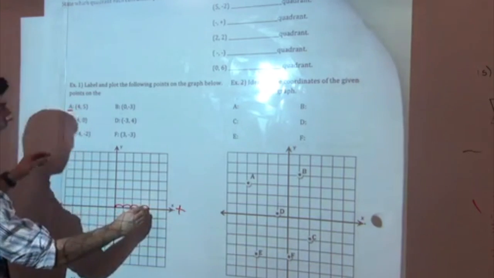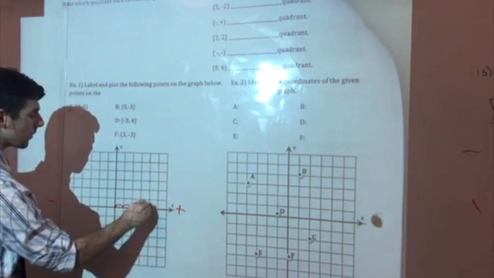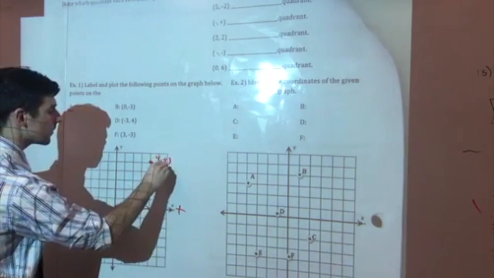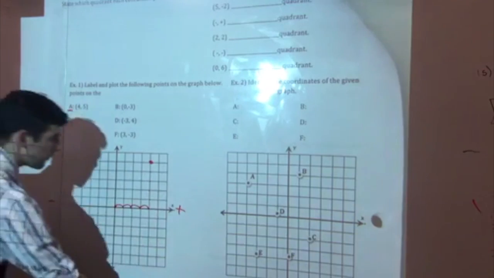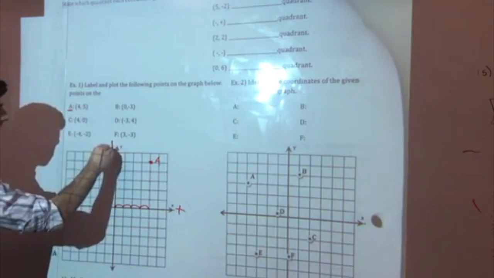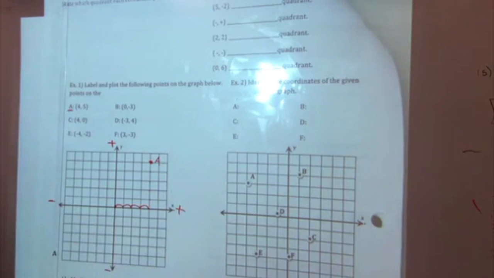1, 2, 3, 4. And then up 1, 2, 3, 4, and 5. And then that's where the ordered pair 4, 5 is. I'm going to erase that because the question specified that point is called A. And the reason I went up is because that's a positive 5, and this is the positive direction for the y-axis, and this is the negative direction for the y-axis.